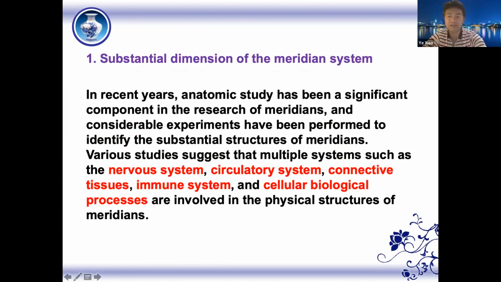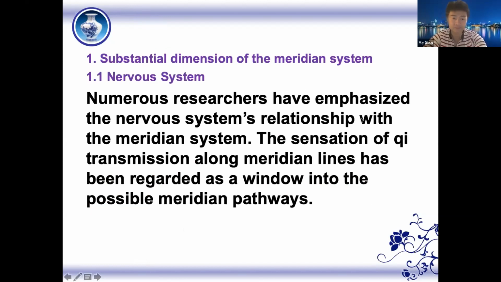And in recent years, anatomic study has been a significant component in the research of meridians, and considerable experiments have been performed to identify the substantial structures of meridians. Various studies suggest that multiple systems, such as the nervous system, circulatory system, connective system, immune system, and cellular biological processes, are involved in the physical structures of the meridians.